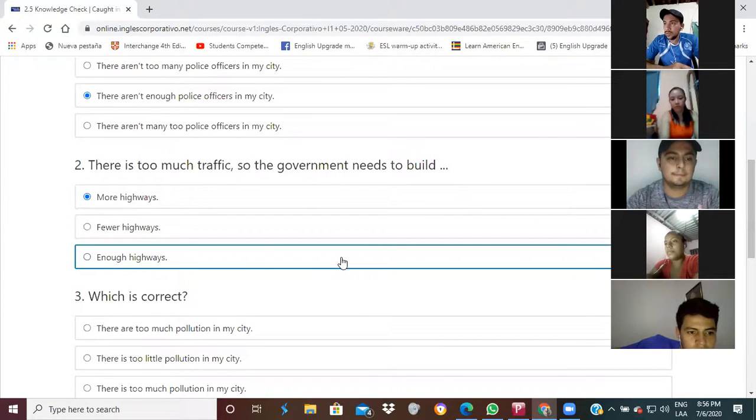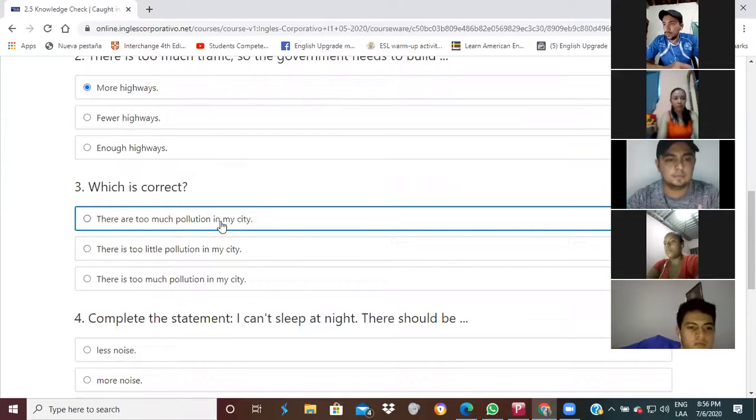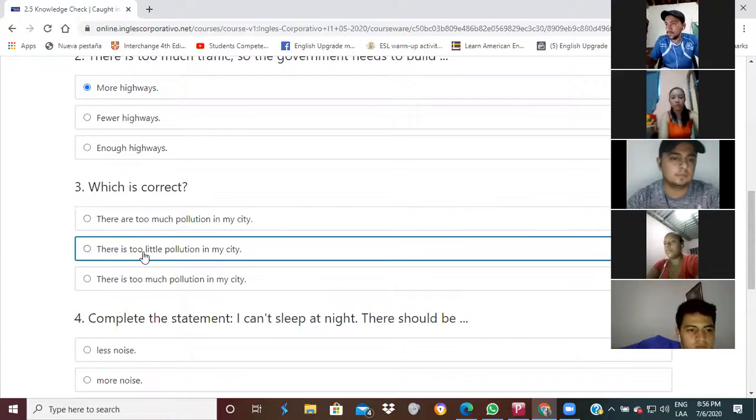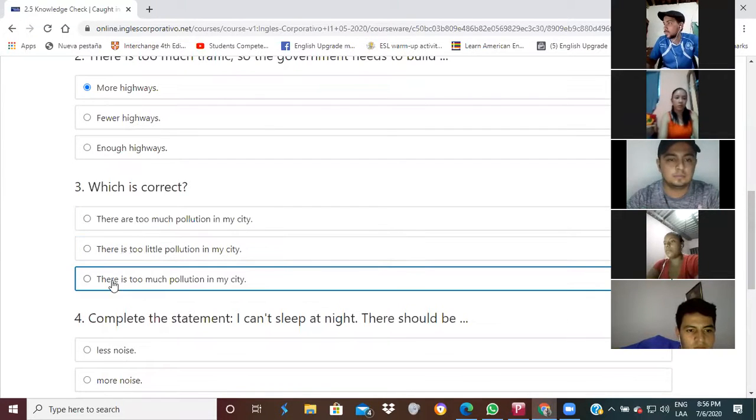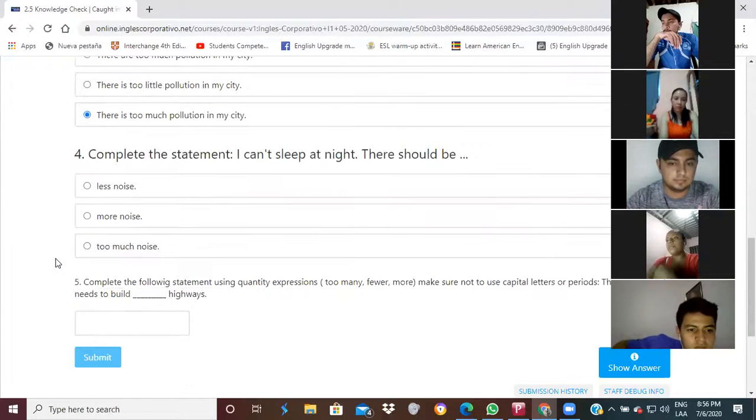Number three, Clara Galvez, which is correct? There are too much pollution in my city. There is too little pollution in my city. There is too much pollution in my city. Correct. There is too much pollution in my city, Nestor Martinez.